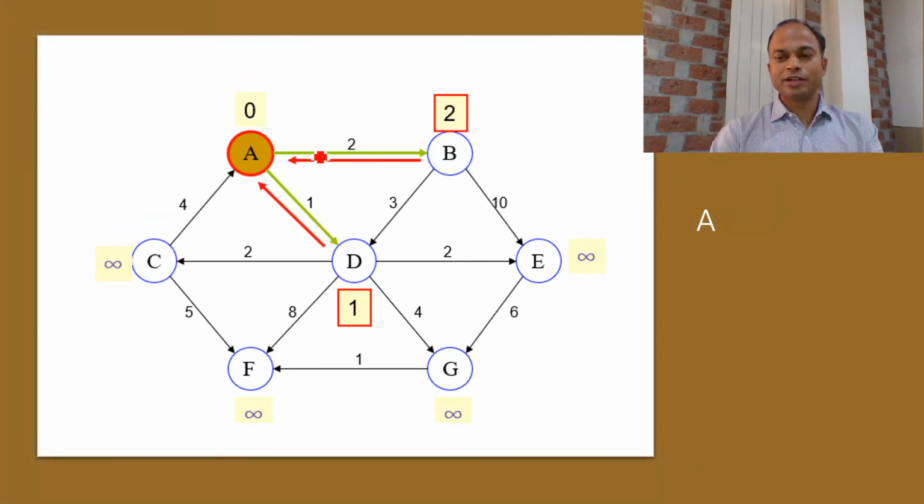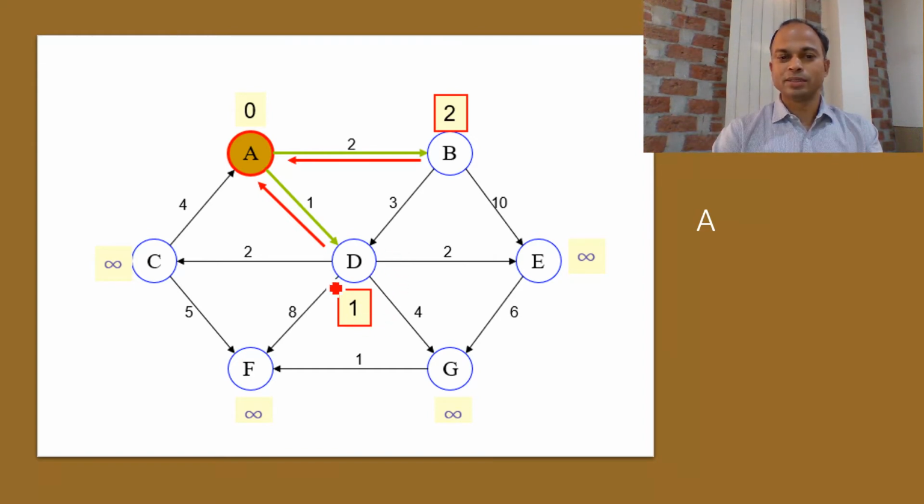After taking the vertex A, adjacent of A are B and D. We have to explore all the adjacent of A. These are B and D. Distance from A to B is 2. Therefore, we have marked 2 on B. Distance from A to D is 1. We have marked 1 on D.